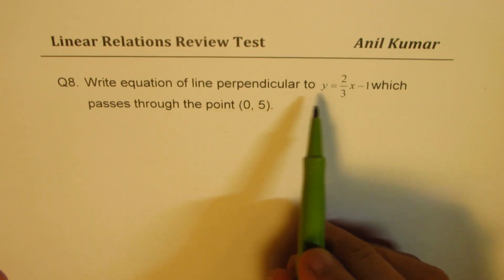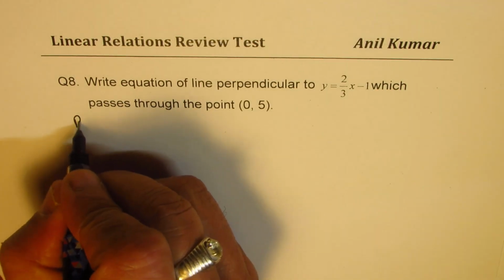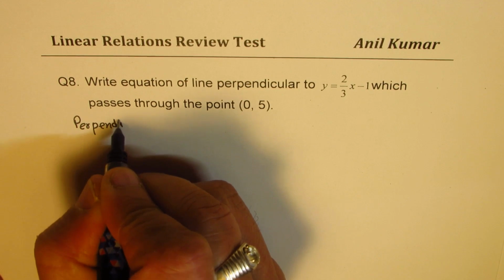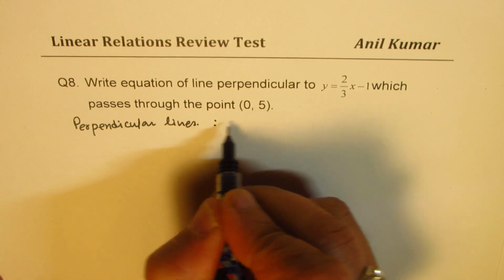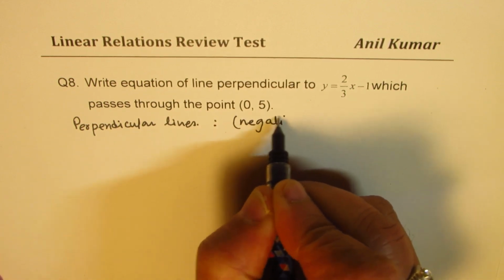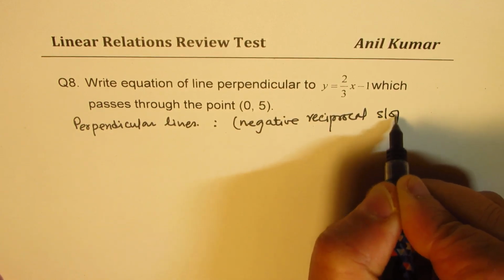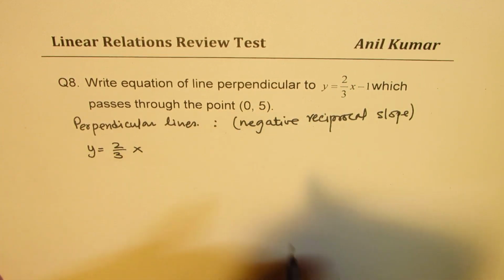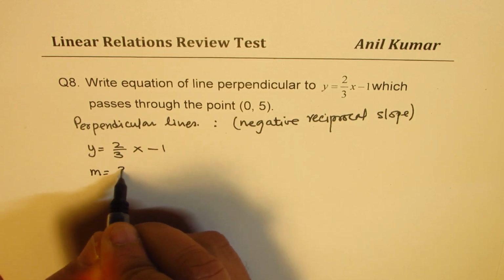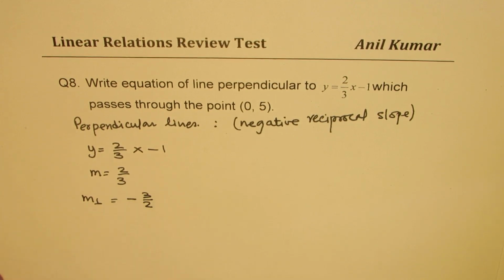Write the equation of a line perpendicular to the given line which passes through a point. Now perpendicular line means what? Means negative reciprocal, right? So we are looking for the negative reciprocal slope, correct? Okay. So we are given the line as y equals 2 over 3 x minus 1. Slope here is 2 over 3. So the slope of the perpendicular line should be negative 3 over 2. You get the point. So that is negative reciprocal.